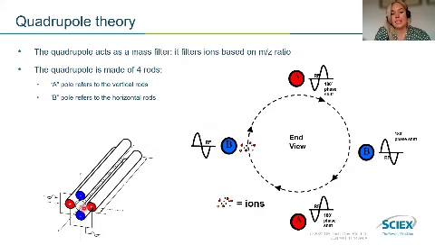Because they have opposite polarity, we're going to get some oscillation occurring. The amount of oscillation is dependent on the mass to charge ratio. So this quadrupole is acting as a mass filter. It's filtering ions based on the M over Z, and it can only look at one thing at a time, which is really going to help with selectivity.